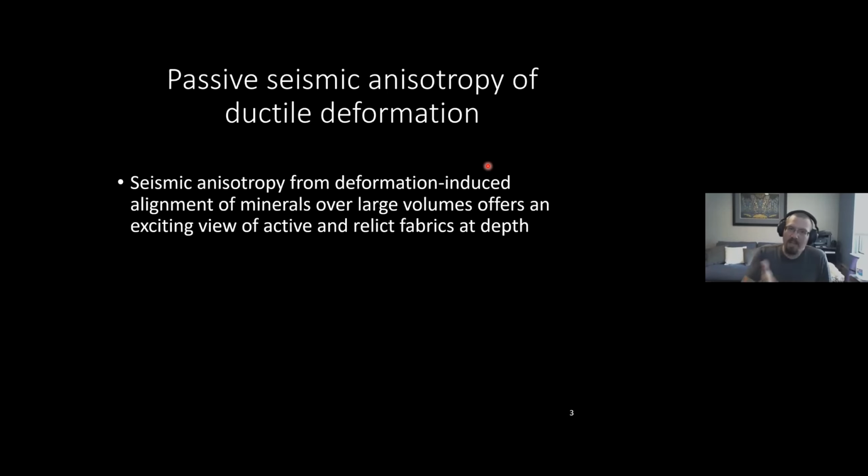And this is cool because it's active and relic structures. Normally with active structures, you just look for the earthquakes and that's kind of all you got. But in this case, you could go find a suture zone that's floating around somewhere in the middle of the continent, if it created this sort of anisotropy.